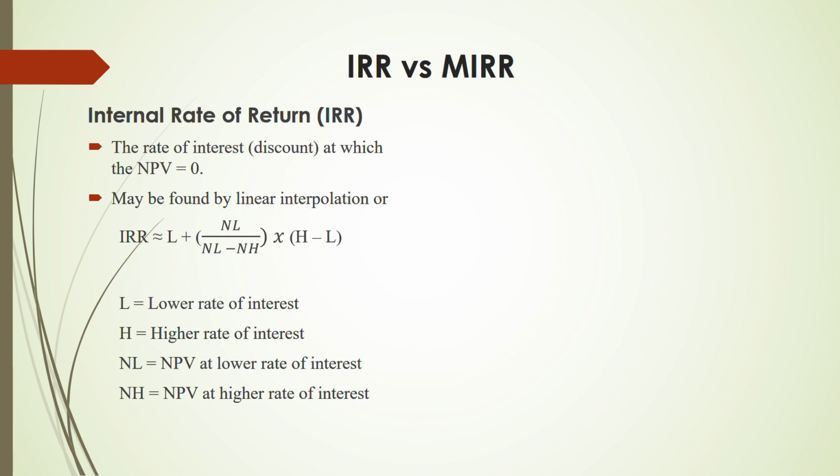Okay. Because a higher discount rate will reduce your net present value. So you might be thinking, how do I know which discount rate will give me zero? You don't have to worry about it. You can take any discount rate. It's fine. You can take 6%, 7%, 8%, 10%. It does not matter.